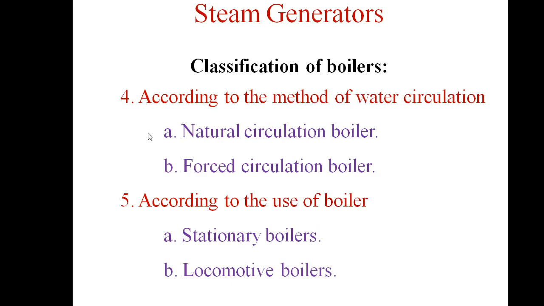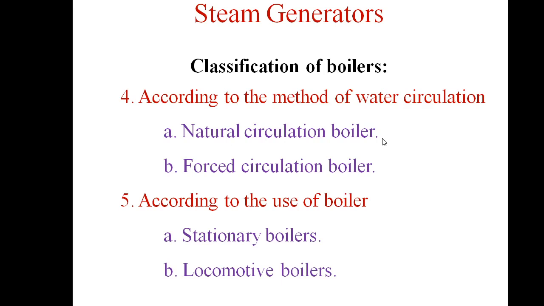Coming to the fourth classification, boilers are classified according to water circulation. In a boiler, if water is circulated by a natural principle known as a thermosiphon, that is, the circulation of water takes place because of density difference. Hot water has low density and cold water has high density. Automatically, low density water moves in the upward direction and high density water, that is cold water, moves in the downward direction. Such boilers are known as natural circulation boilers.